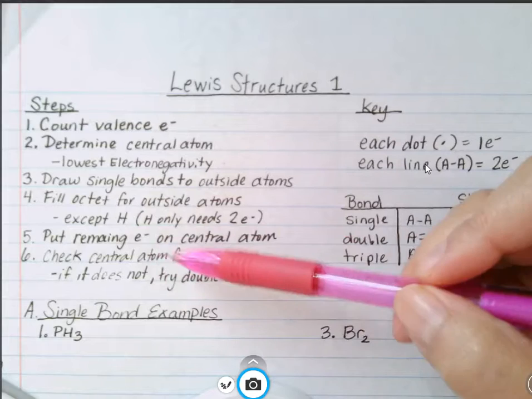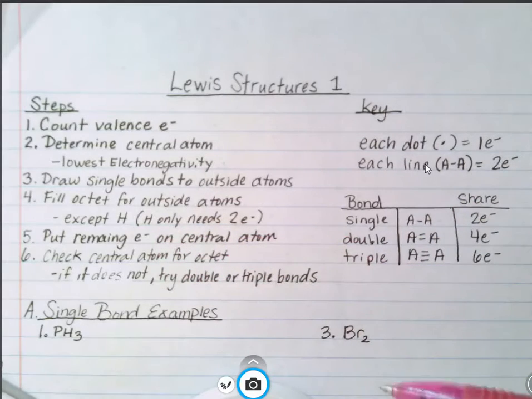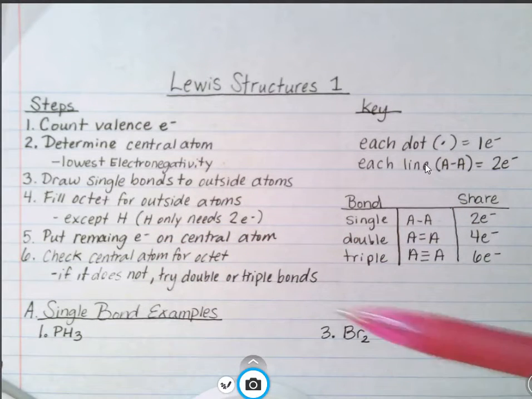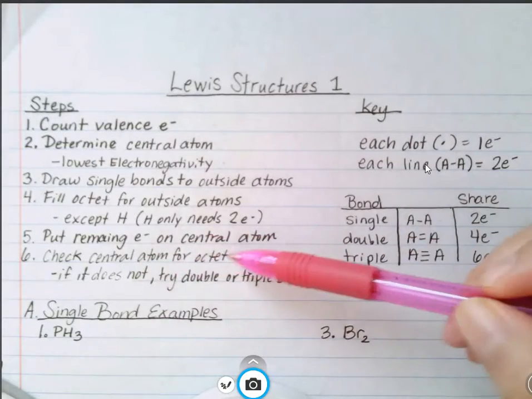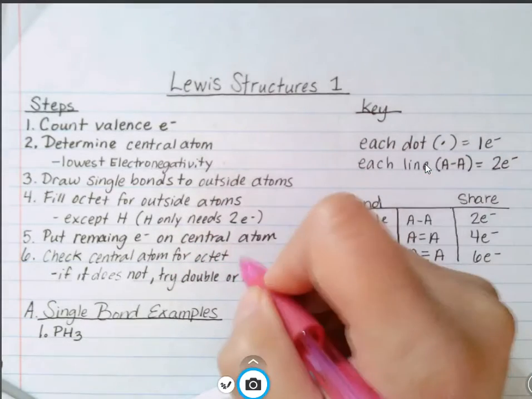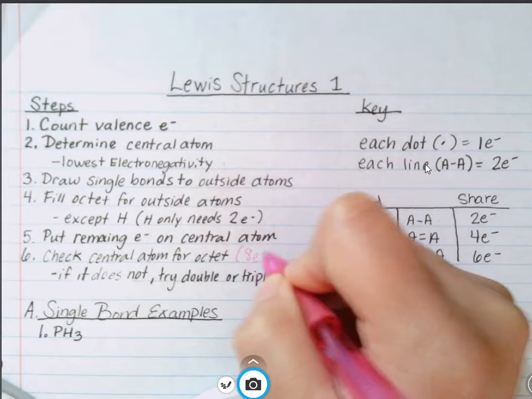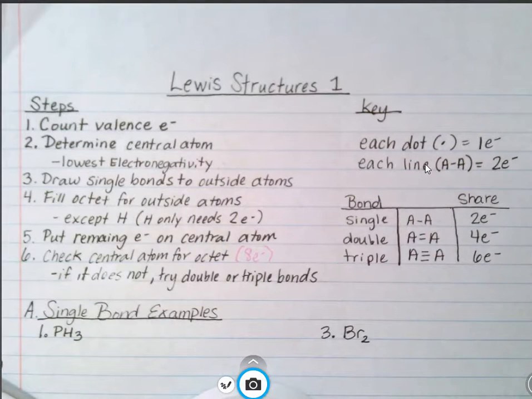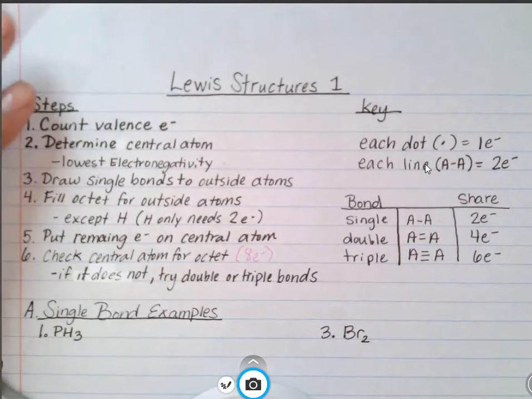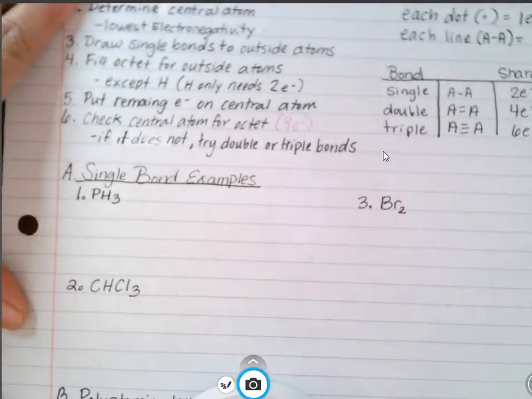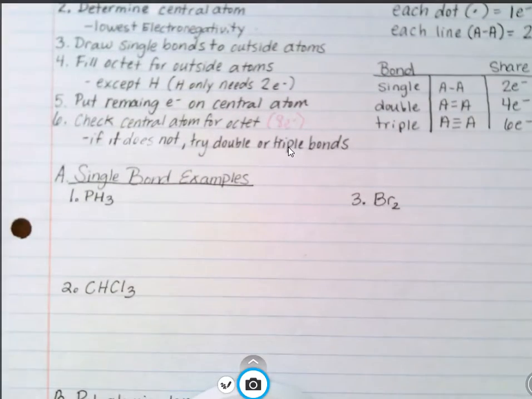All right. Number 5, put the remaining electrons on the central atom. 6, check the central atom for an octet. So remember that's 8 electrons. If it does not have an octet, we're going to try some double bonds or triple bonds, and you'll see those in our examples. Okay. Here we go. So we'll start with the single bond examples.